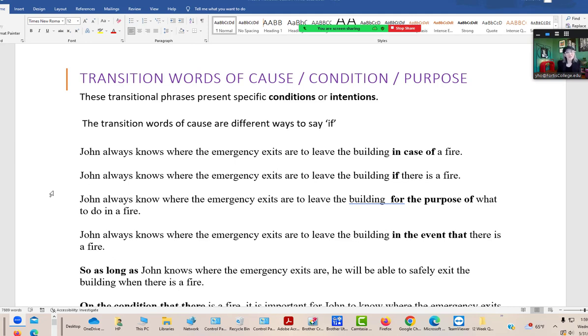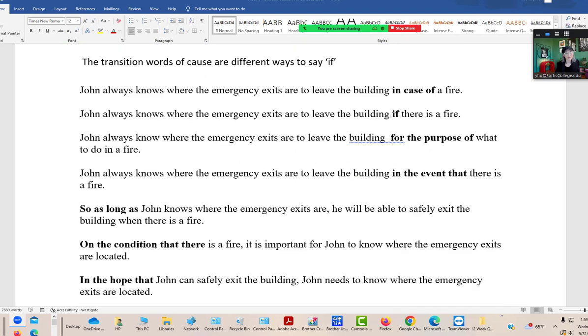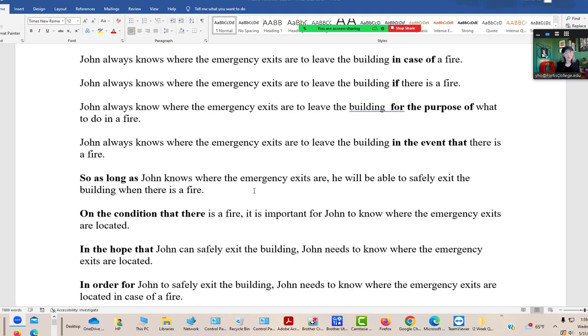So when you have transition words of cause, condition, and purpose, these transitional phrases present specific conditions or intentions. So instead of saying if all the time, you could say John always knows where the emergency exits are if he needs to leave the building, or if there is a fire. So instead of saying if, you would say in case of a fire, for the purpose of what to do in a fire, in the event that there is a fire, or so as long as John knows where the emergency exits are, he will be able to safely exit the building when there is a fire. And so as long as is another way of saying if.